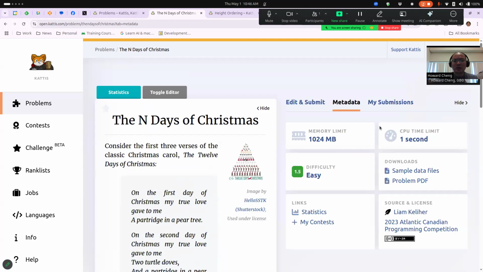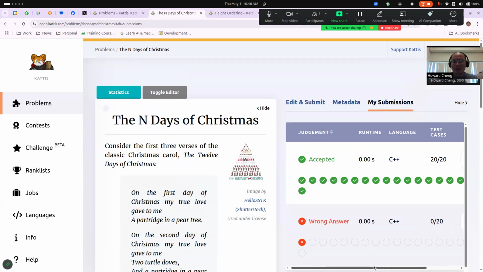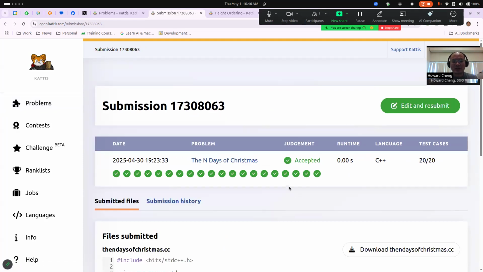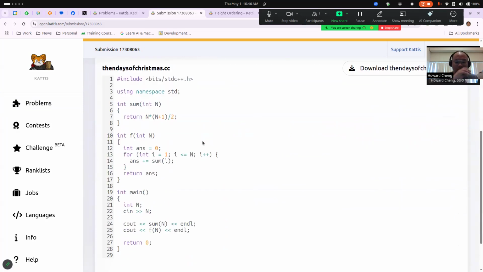So I'll just quickly show you my solution. Okay, you might ask, what is this wrong answer? Because I didn't read the problem, and I did something completely different. I didn't even try to compile and test it. That's why I was wrong on the very first case, the sample input.